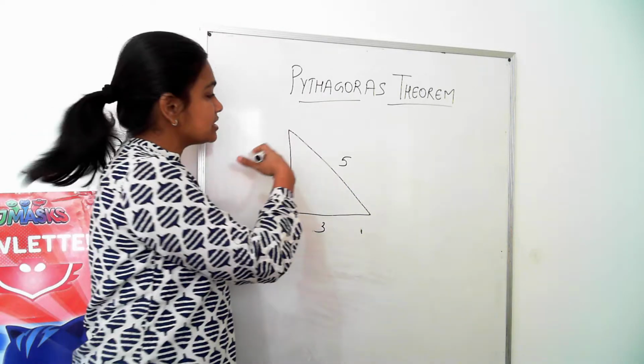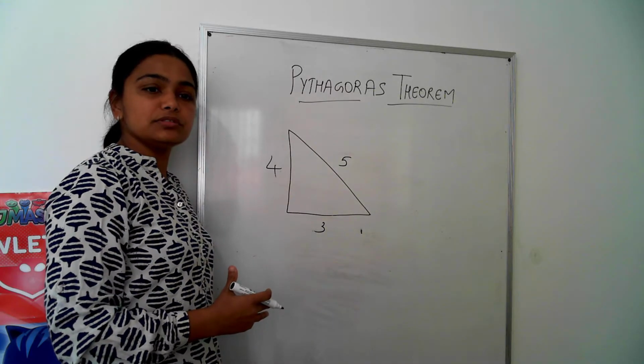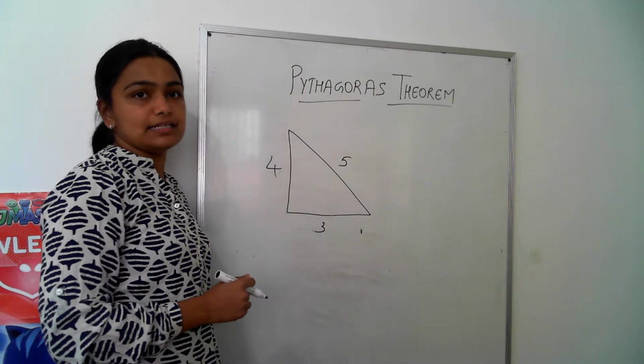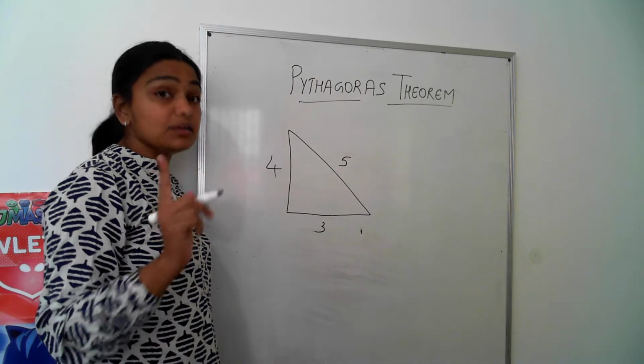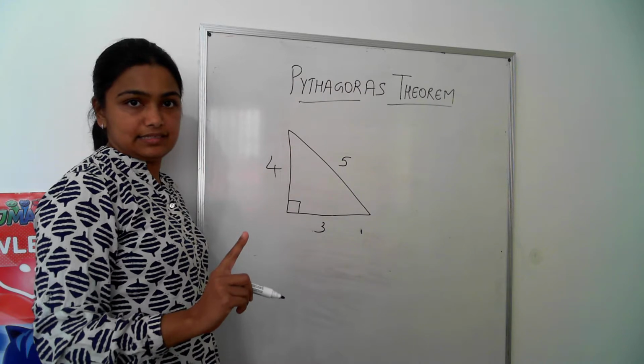But if a question has given you all the sides and it asks you to check if the given triangle is a right angle triangle or not. Again, what is a right angle triangle? One of the angles should be 90 degrees.